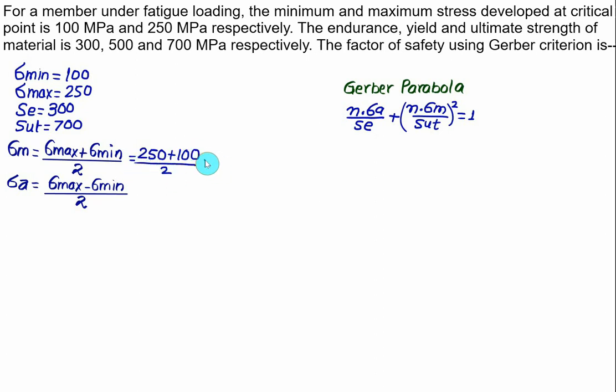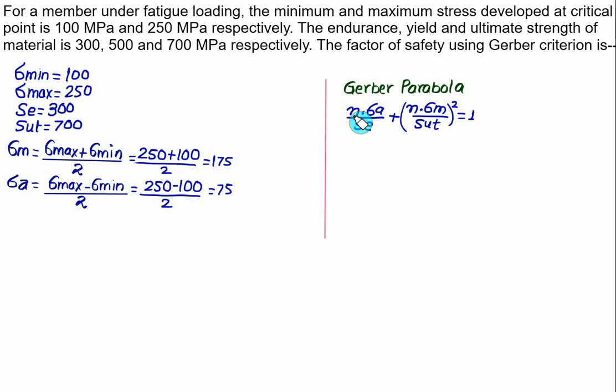Total is 350 divided by 2, which is equal to 175 megapascal. Sigma amplitude is sigma maximum, that is 250, minus sigma minimum, which is 100, divided by 2. That is 150 divided by 2, which is 75 megapascal.